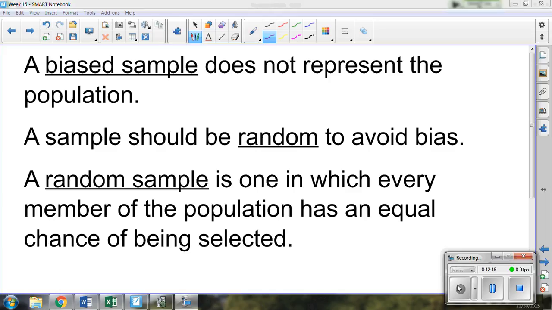Remember, a random sample is one in which every member of the population has an equal chance of being selected. The most simple one, of course, just pick a name out of a hat. Put all the names in the hat, jumble it up, just pick it out. Bingo is a classic example of randomness. You've got all the balls sitting down in the, I don't know, the bin or whatever it is. You pick it out, they call it out, and keep going.